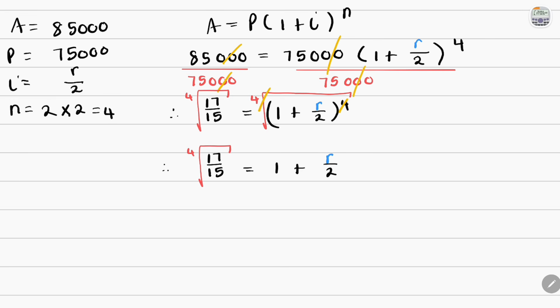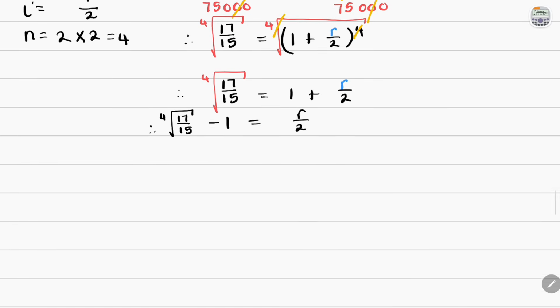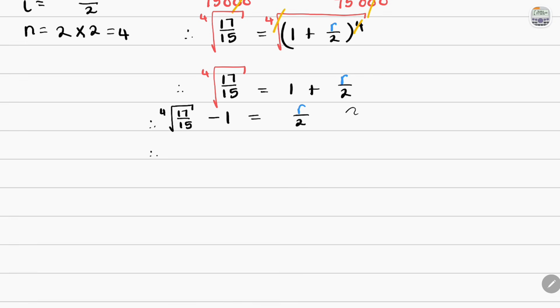And now how do we get to the R? We need to get rid of the 1, so take the 1 over. So we still have this, but now the 1 comes over to become a minus 1, and then we have R over 2. And so now to solve for R, we need to remove this 2.